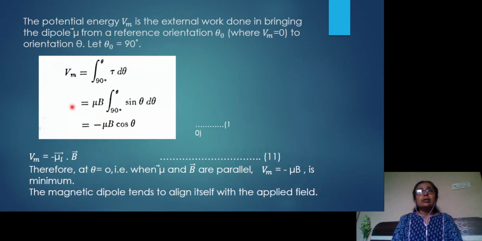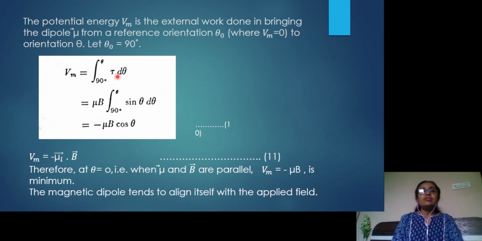This torque tries to displace the dipole with respect to the magnetic field, and this gives rise to the potential energy Vm, which is the external work done in bringing the dipole mu bar from a reference orientation theta 0, where we consider that Vm is equal to 0, to the orientation theta. Let this reference position theta 0 be equal to 90 degrees. So Vm will be equal to the integration of tau d theta.